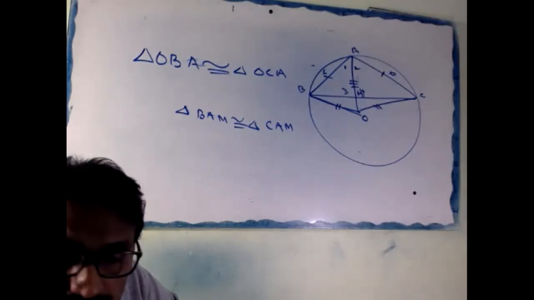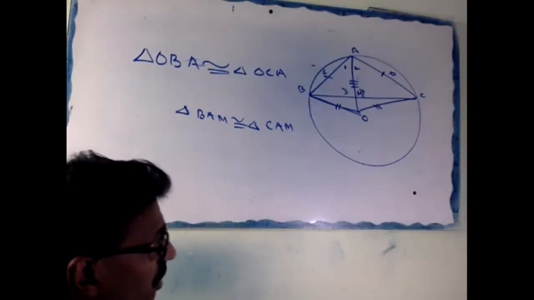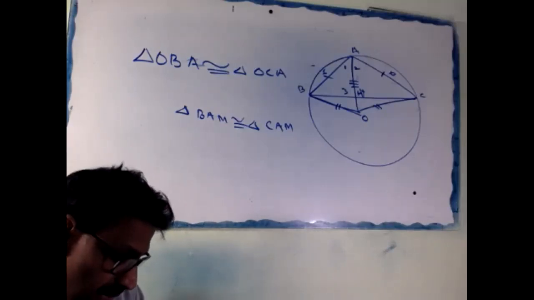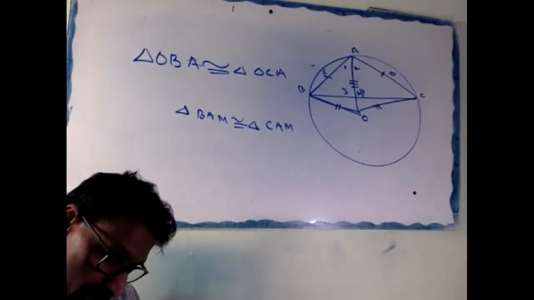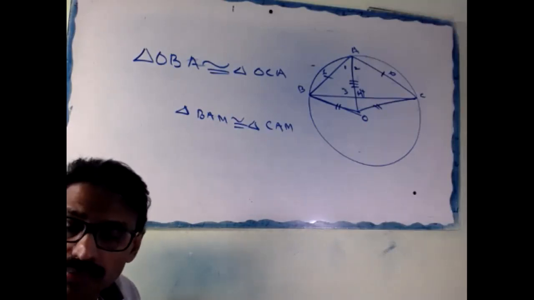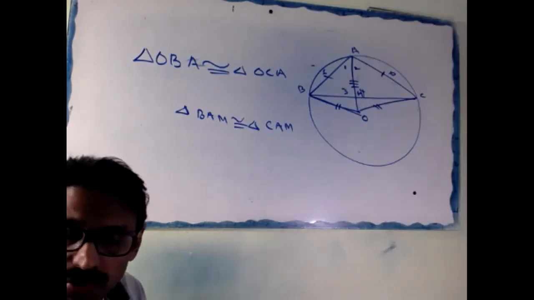Okay. So how much you got? Area. How much area got? 12. How much you got area? 12. Okay. Now look at here.